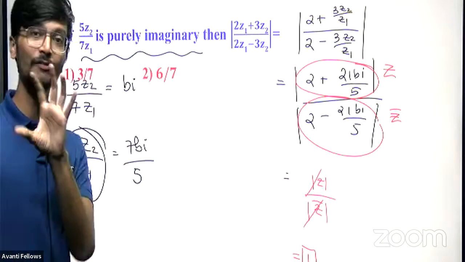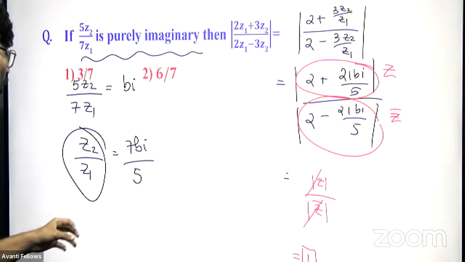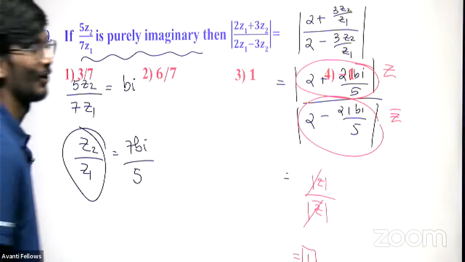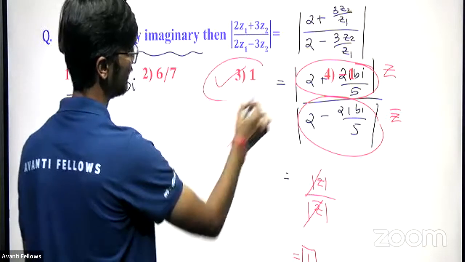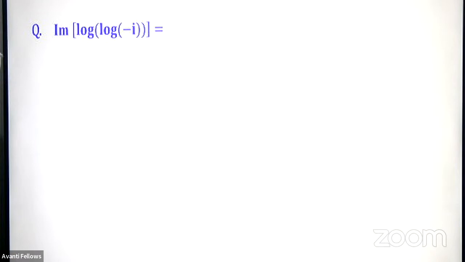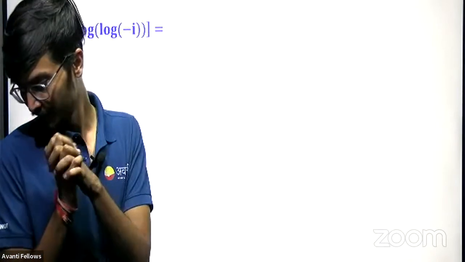This is a smart way of looking at the question. I hope you understood. Oh, we have the options also. Our option is 3, which is 1. Let's move on to the next question. An interesting question and the last question for today.